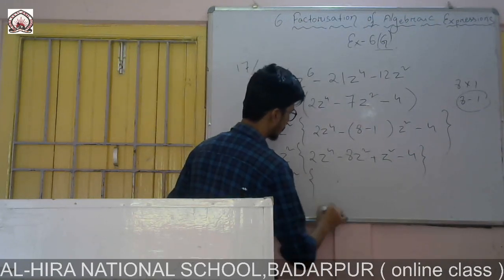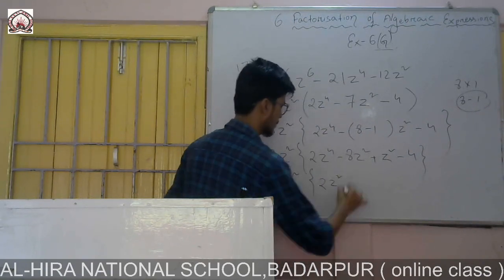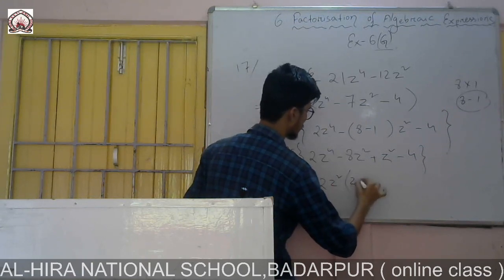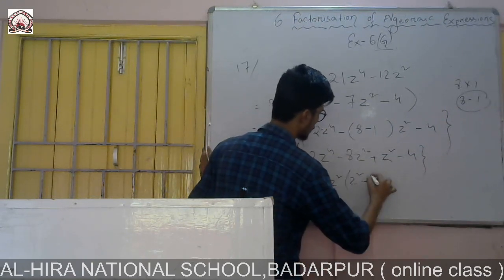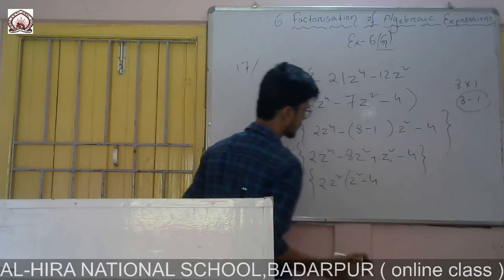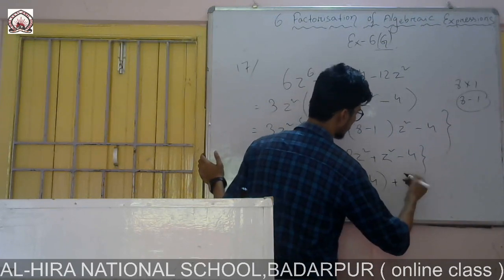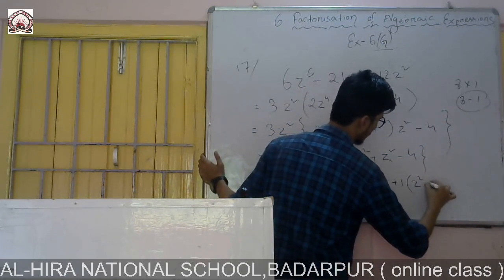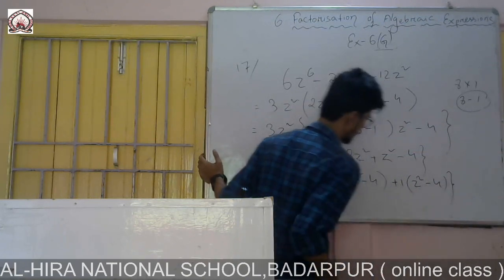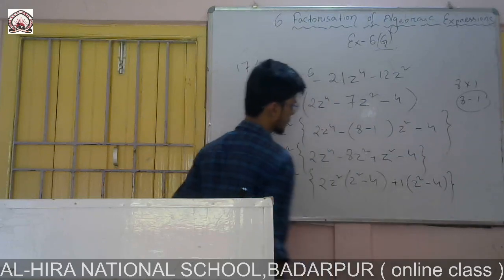So now I will take the common, 2 is common here and z square also. So after taking 2z square, only z square left, and there minus sign will be there. 2 4s are 8, and z square I have taken, so no need to write, only z square minus 4, and in that case plus, there is nothing common, so I will write 1 and z square minus 4. You see here also z square minus 4, and that side also it is z square minus 4.